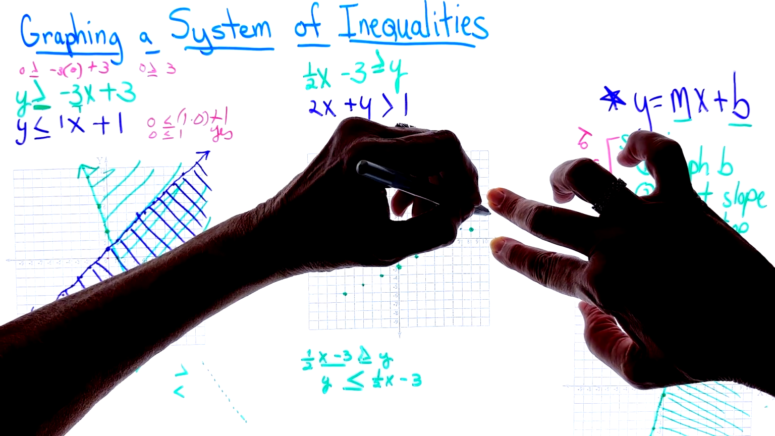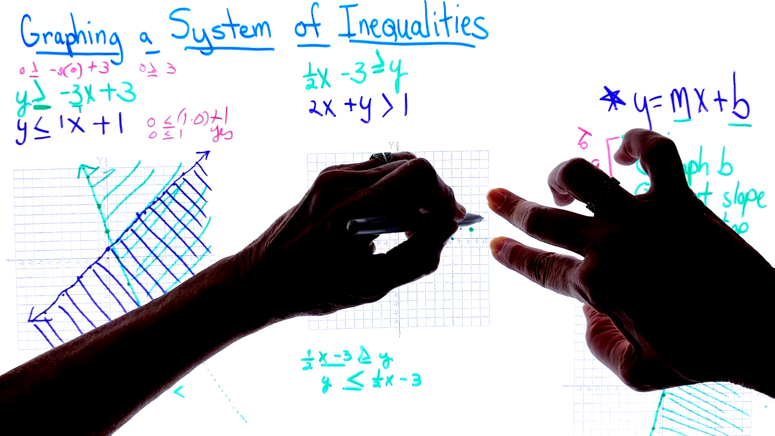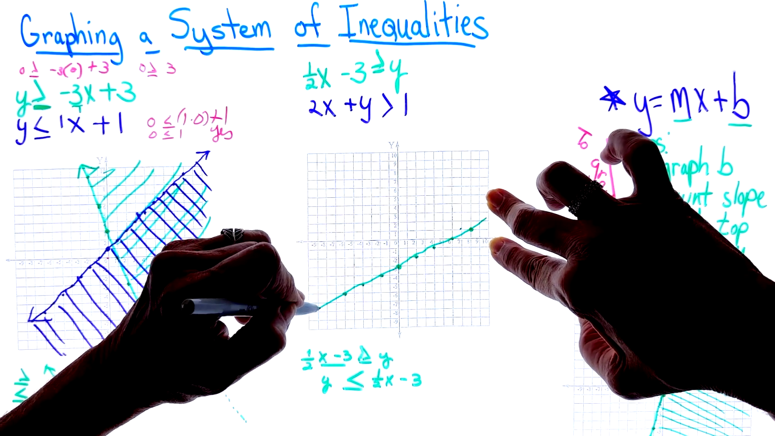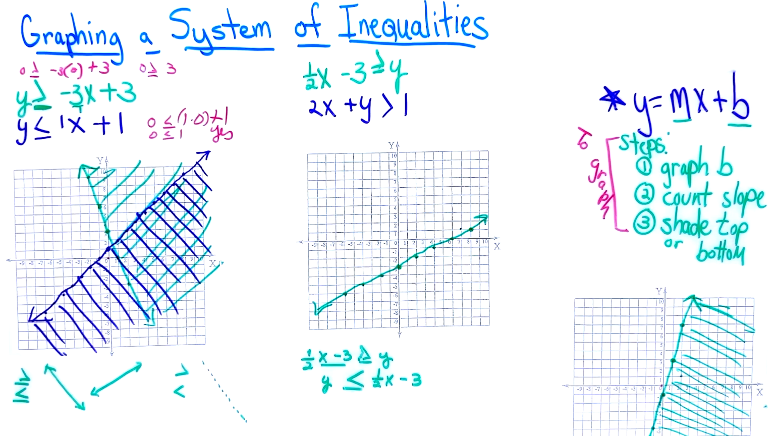So let's go back to your symbol. The line is going to be solid because it has that less than or equal to. Sorry about my lack of a straight line there, but you got the idea.